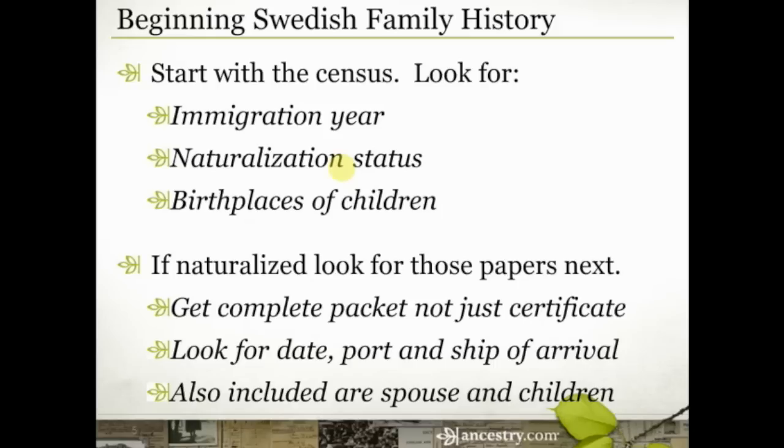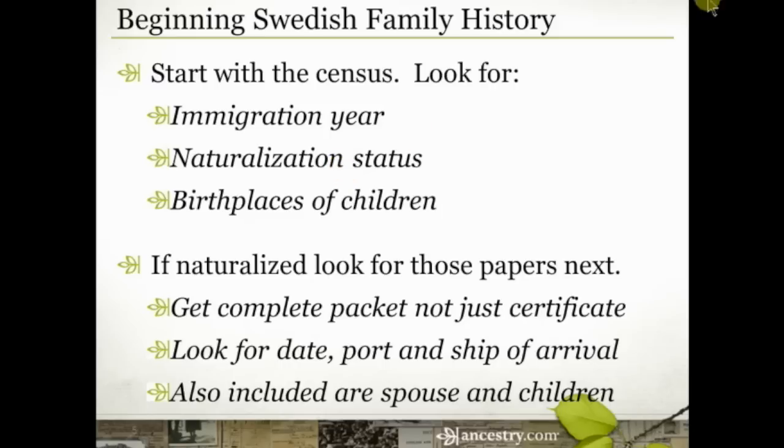Particularly, you're going to be looking at things like immigration year and naturalization status. Those exist on every census from 1900 through 1930. So make sure you make note of that. They won't always be consistent for a couple of reasons, but collecting all of the censuses should help at least give you a range or a time period to search.